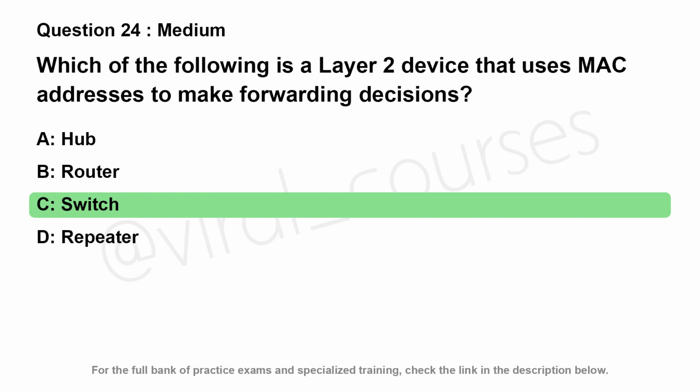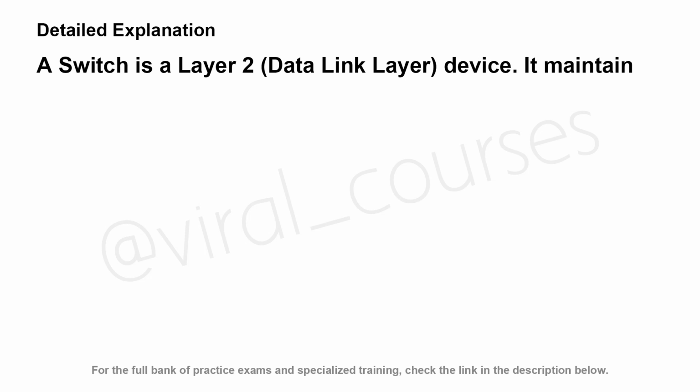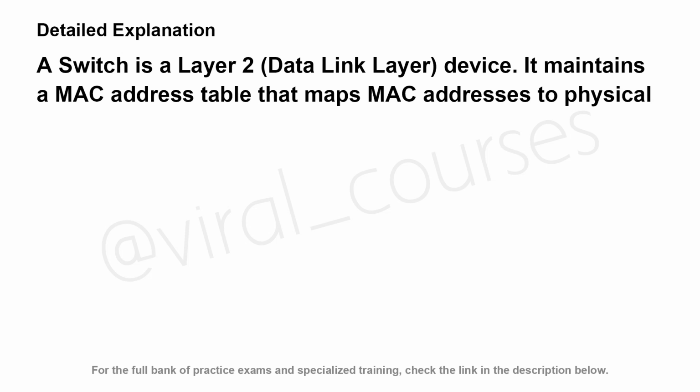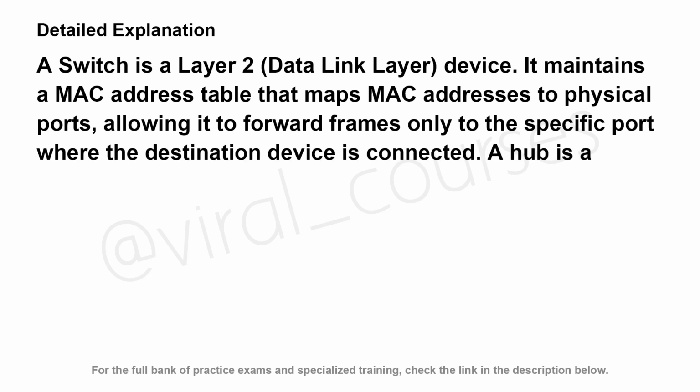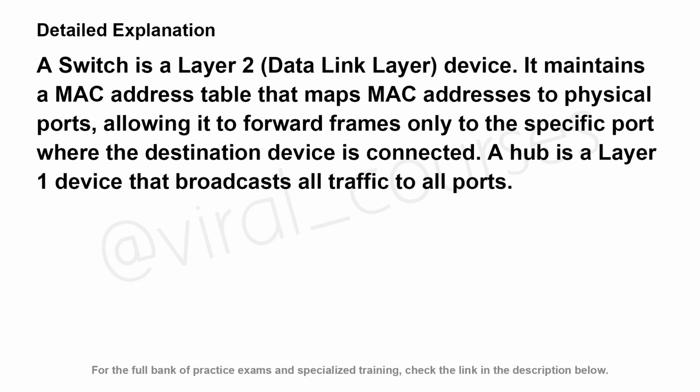The correct answer is C. A switch is a Layer 2 data link layer device. It maintains a MAC address table that maps MAC addresses to physical ports, allowing it to forward frames only to the specific port where the destination device is connected. A hub is a Layer 1 device that broadcasts all traffic to all ports.